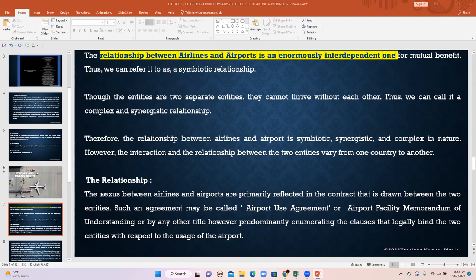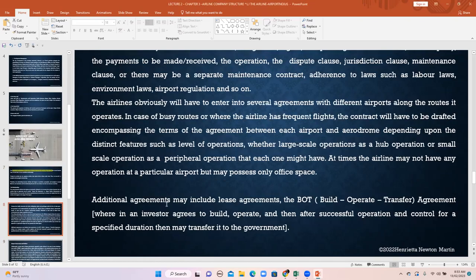So therefore, again, I would like to reiterate that the relationship or the connection between airlines and airports can be primarily seen by a contract that is drawn between them. They normally have a contract between them called an airport use agreement, or they may also call it an airport facility memorandum of understanding, or any other title, but predominantly it enumerates the clauses that legally bind the airport as well as the airlines, that is the two entities, with respect to the usage of the airport.